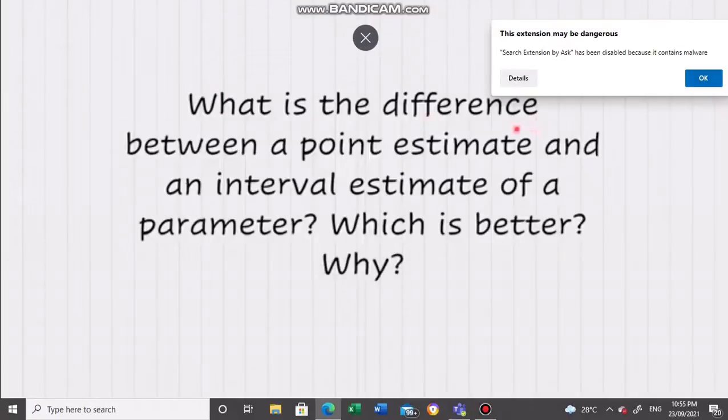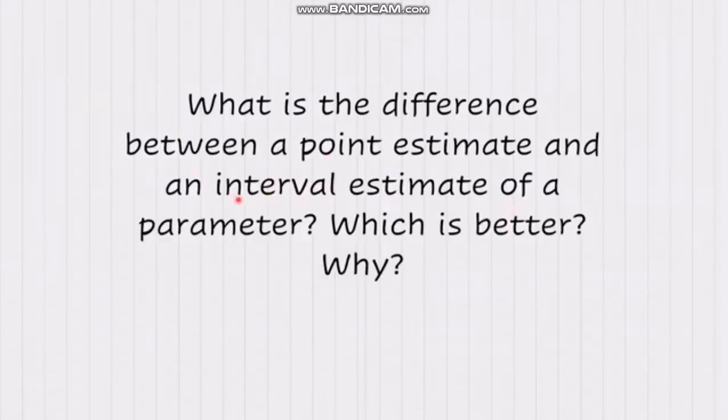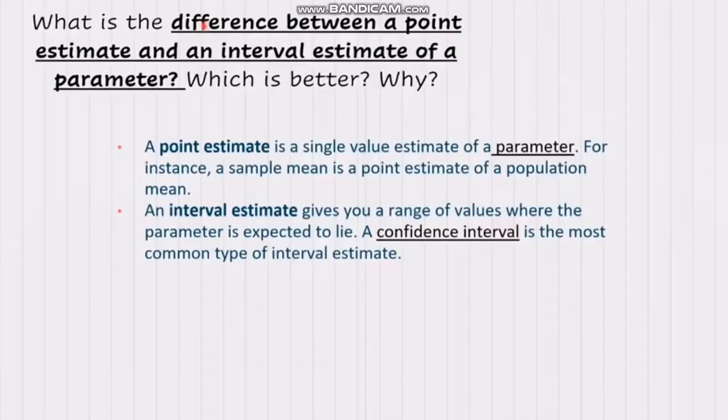What is the difference between a point estimate and an interval estimate of a parameter? Which is better? Why? So the question is the difference between a point estimate and an interval estimate of a parameter. A point estimate gives us a particular value as an estimate of the population parameter, whereas the interval estimate gives us a range of values which is likely to contain the population parameter.